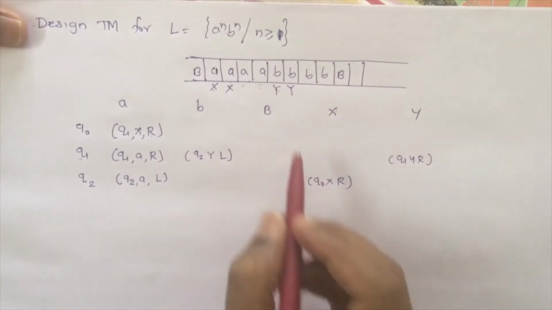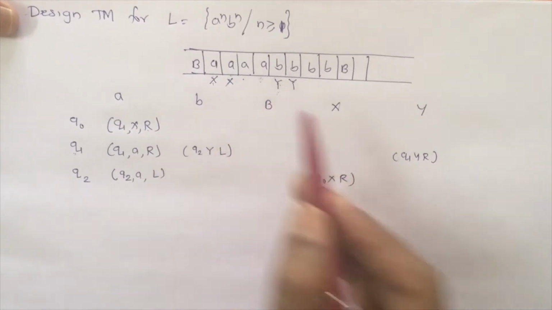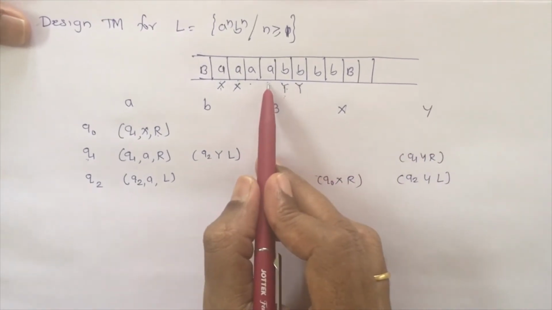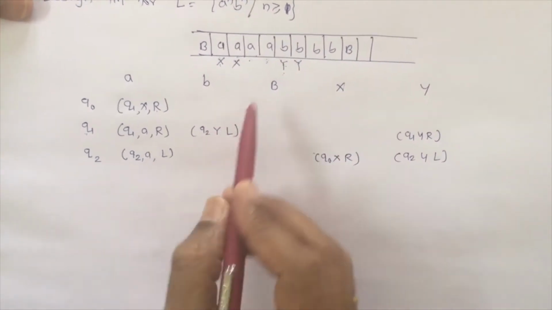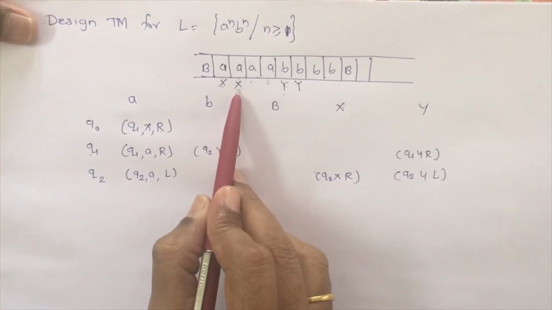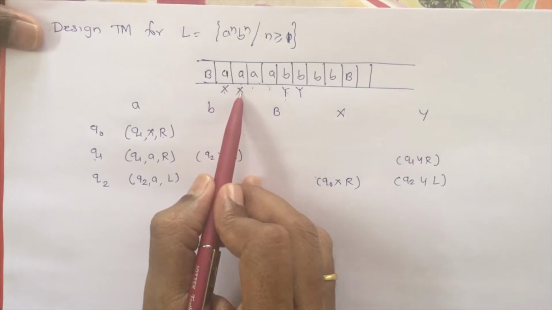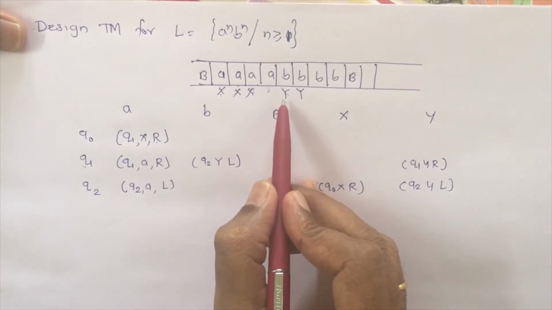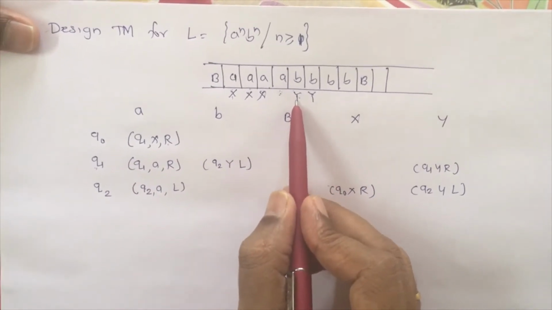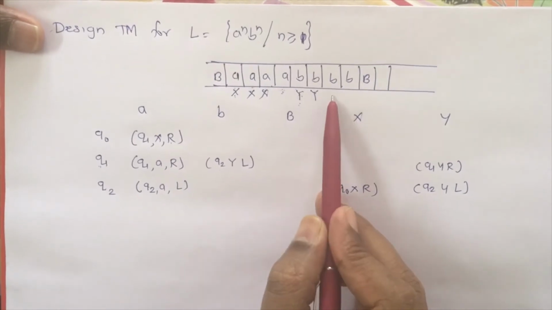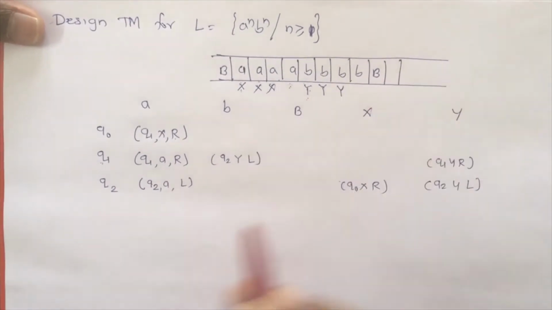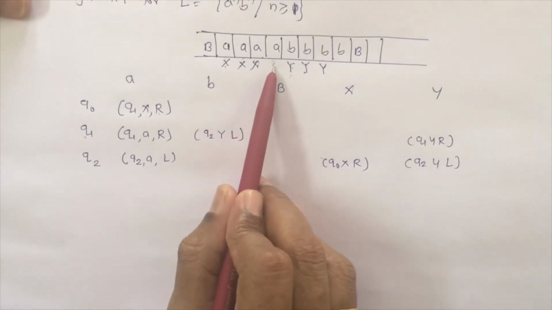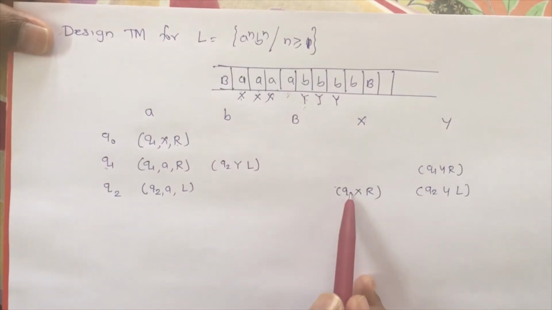So this will be replaced as Y. So it will come back. Q2 Y now is to be skipped, so Q2 Y L. Q2 A would be Q2 A L, Q2 A L, Q2 X we got, again Q0 X R. So Q0 A, Q1 X R, Q1 A, Q1 A R. Okay, then Q1 Y, Q1 Y R, Q1 Y R, Q1 B, Q2 Y L, Q2 Y L, Q2 A L, Q2 X. Now we will again be getting Q0 X R.